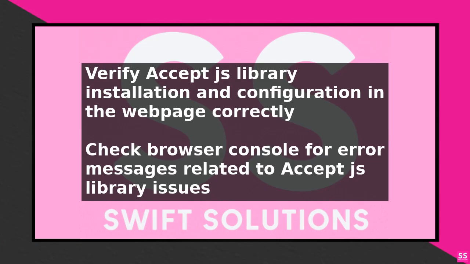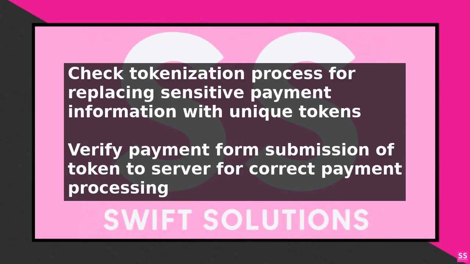Another common issue with Accept.js is tokenization errors. Tokenization is the process of replacing sensitive payment information with a unique token that can be used to process payments. Check that the tokenization process is working correctly by verifying that the payment form is submitting the token to the server. If the issue persists, check the server-side integration. Verify that the server is correctly processing the payment token and that the payment gateway is configured correctly. Check the Authorize.net documentation for specific requirements for server-side integration.